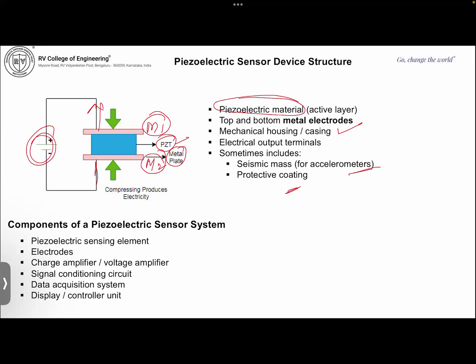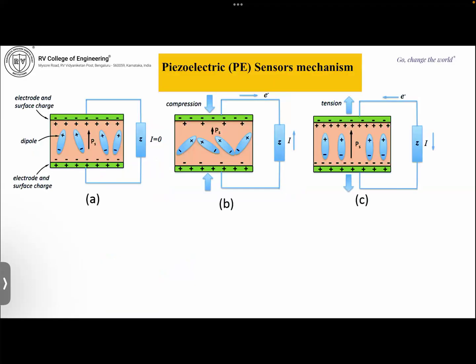It consists of electrodes and a voltage amplifier. If the voltage is very small, to measure a small voltage we need a voltage amplifier. If the charge produced is very small, we should have a charge amplifier, and a signal conditioning unit, and a data acquisition system, display controller unit, etc. So these are the components used to construct this piezoelectric device.